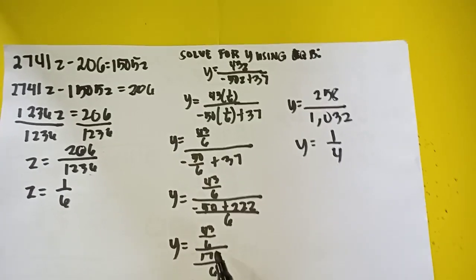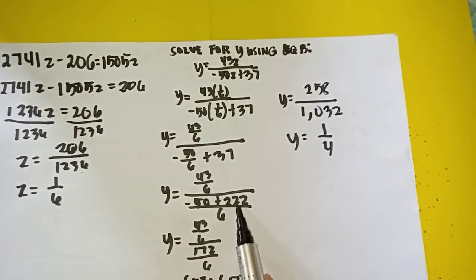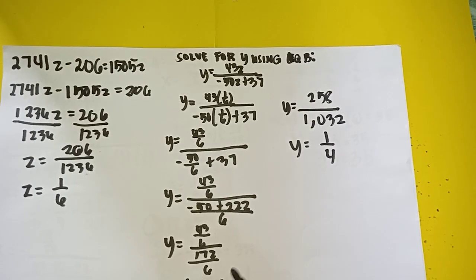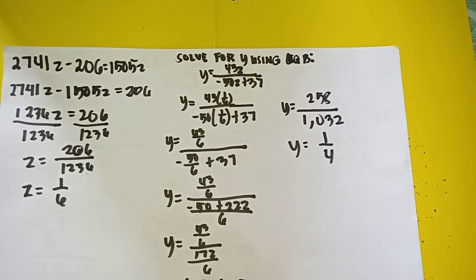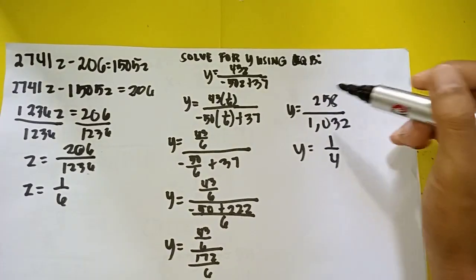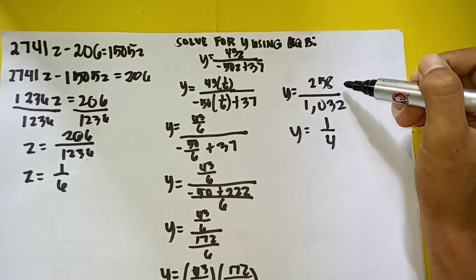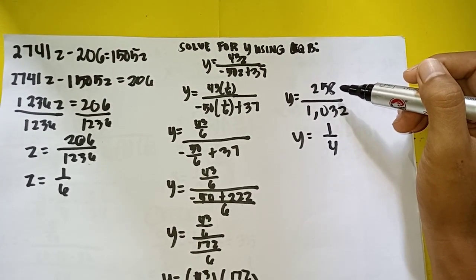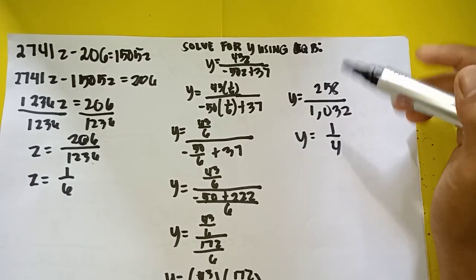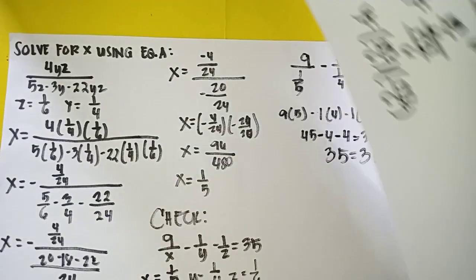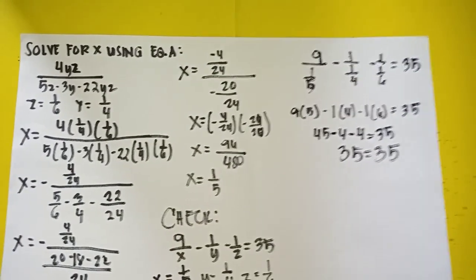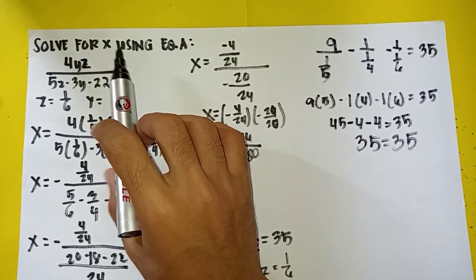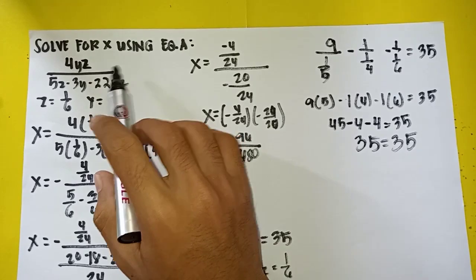Then now 43 over 6. Then 222 minus 50 is 172 over 6. Then multiply 43 over 6 times 172 over 6 will be 258 over 1,032, simply 1/4. And then the last step is to solve for x using equation A.